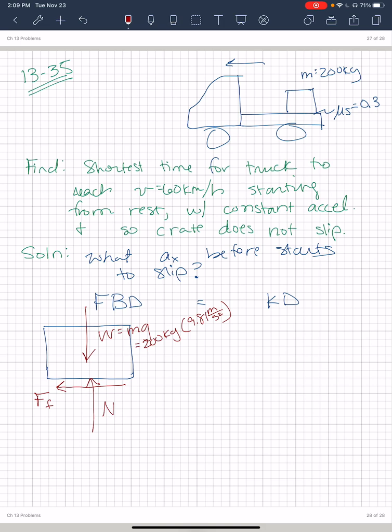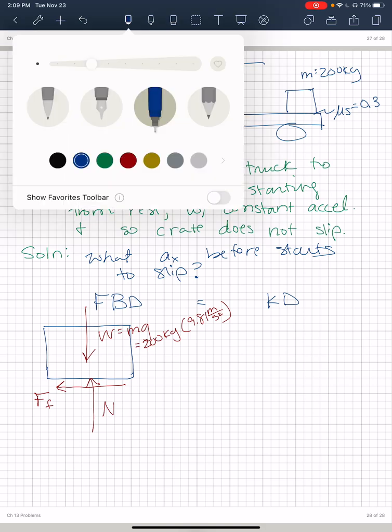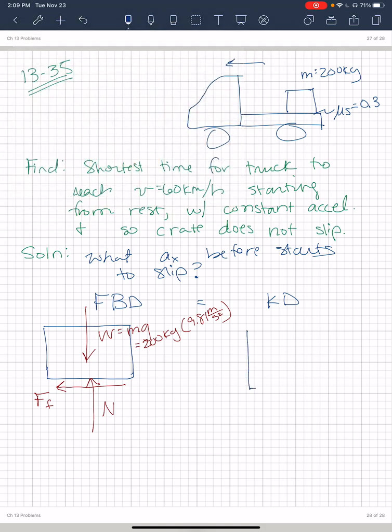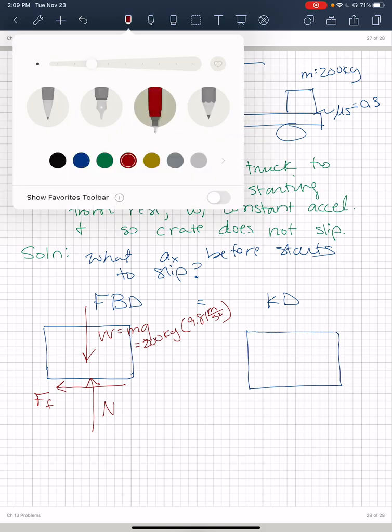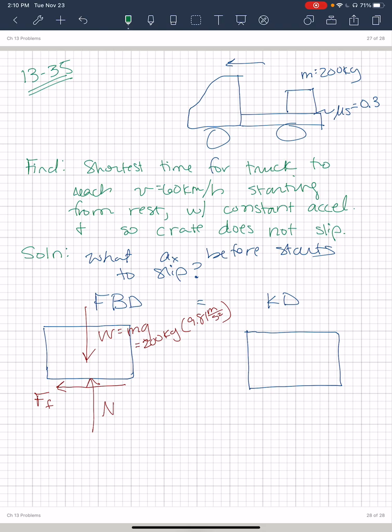And then we have the kinetic diagram. Draw the crate again. For the kinetic diagram, we have the center of gravity, G, and with that, we'll have acceleration, some a sub x. We don't have any acceleration in the y direction. We don't have any rotational stuff going on.